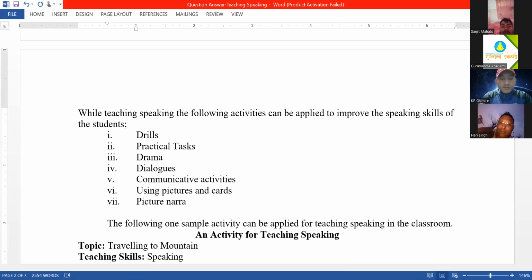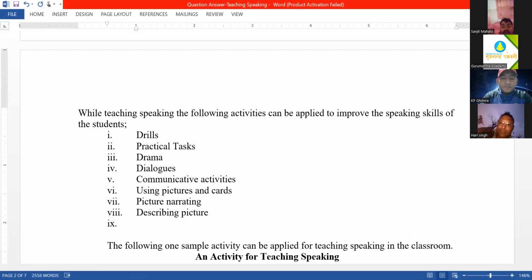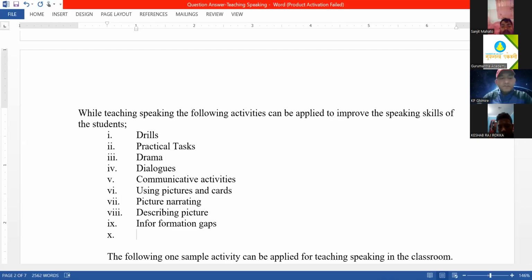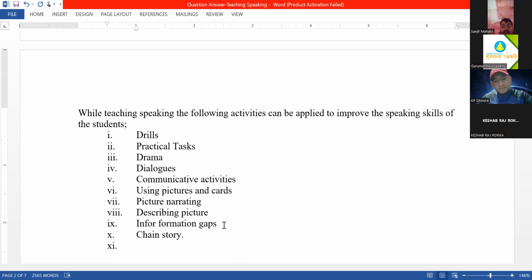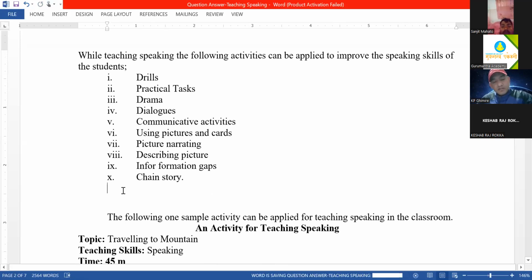picture narrating or describing a picture, information gap, an information gap activity we can employ, or saying a story, something like that. So make a list of all these activities. I think you have got the ideas.